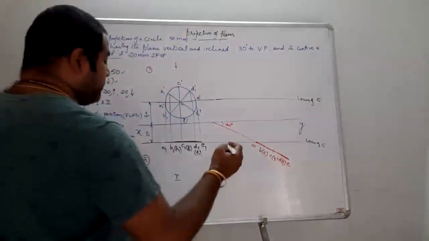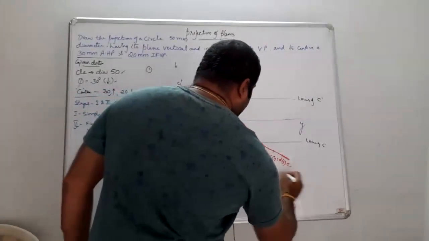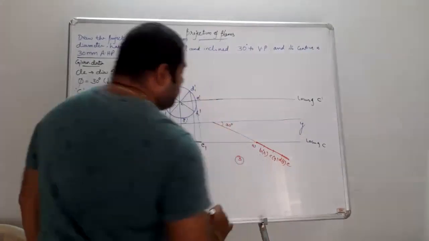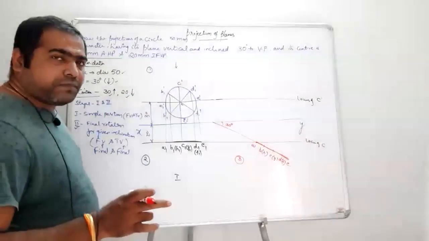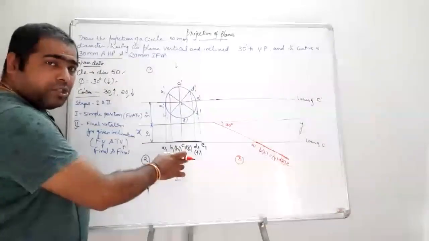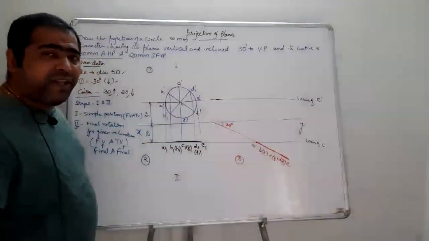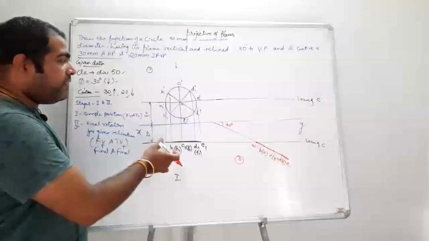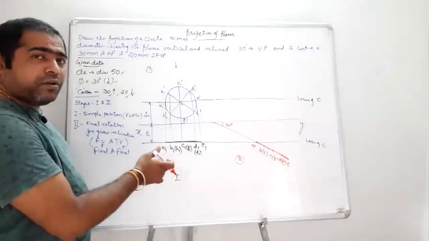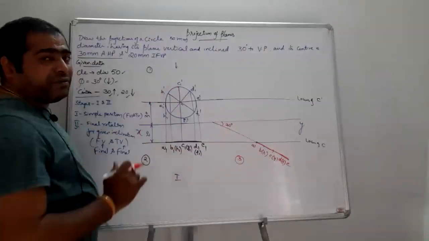Okay, now this becomes your third step, step 3. What was the step 3 in the final position? Rotate your first top view for the given inclination. What was the first top view here? It is the first top view. If it is going to be the HP problem, then what we have to do? Rotate the first front view.